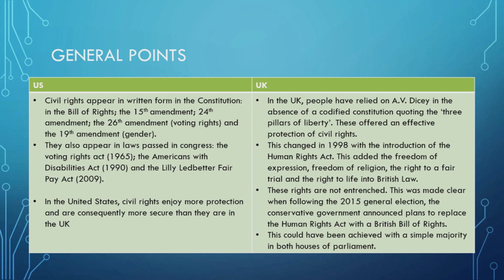So for the US, if we're talking about general points to do with civil rights, civil rights appear in written form in the Constitution, in the Bill of Rights itself, in the 15th Amendment, in the 24th Amendment, in the 26th Amendment, which is particularly important because it's about voting rights, and also in the 19th Amendment, which is particularly important because it removes the bias between genders. Civil rights also appear in laws in Congress: the Voting Rights Act of 1965, the Americans with Disabilities Act of 1990, and the Lilly Ledbetter Fair Pay Act, which was 2009.